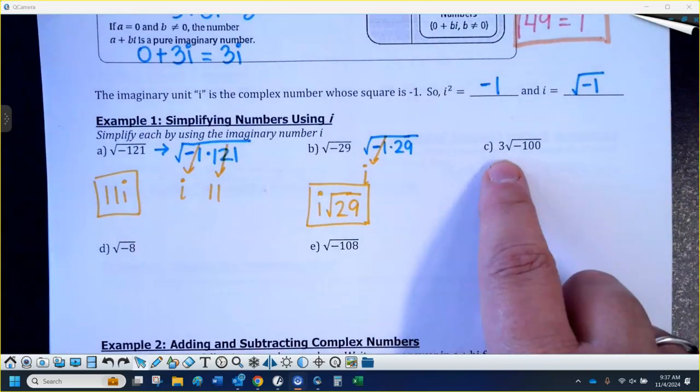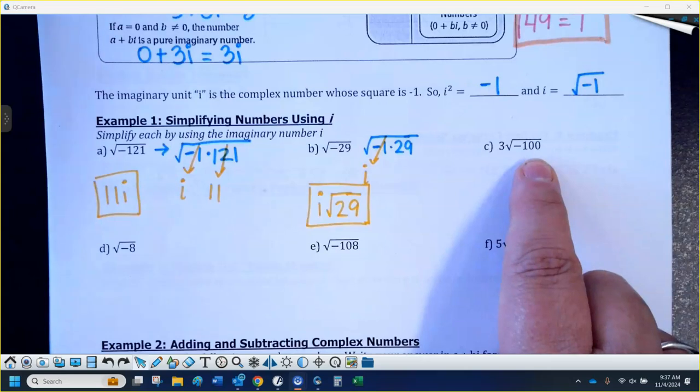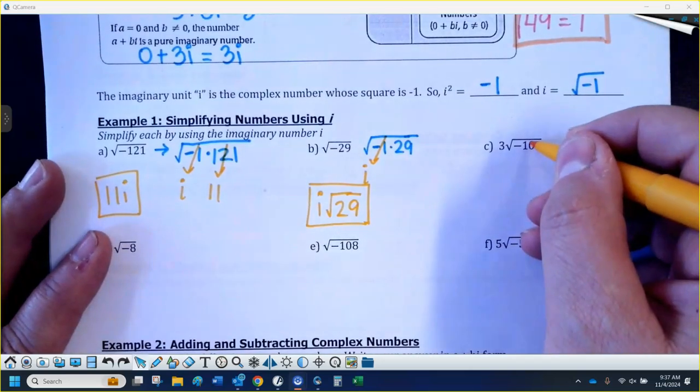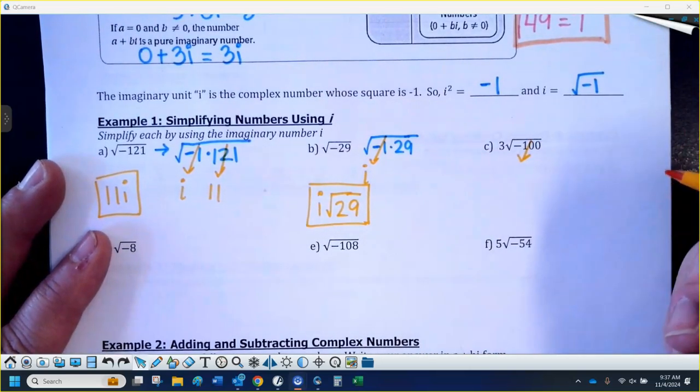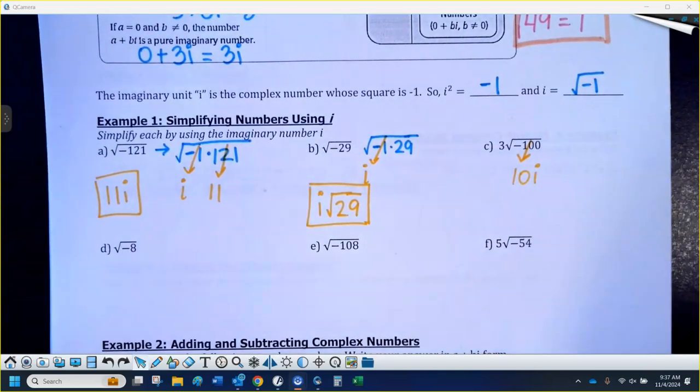If you have something already existing in front of the radical, which I do here, I have a 3 in front of the square root of negative 100. Now, I would tell you negative 100 is a perfect square in imaginary land. Does anybody know what the square root of negative 100 would come out as? 10i.